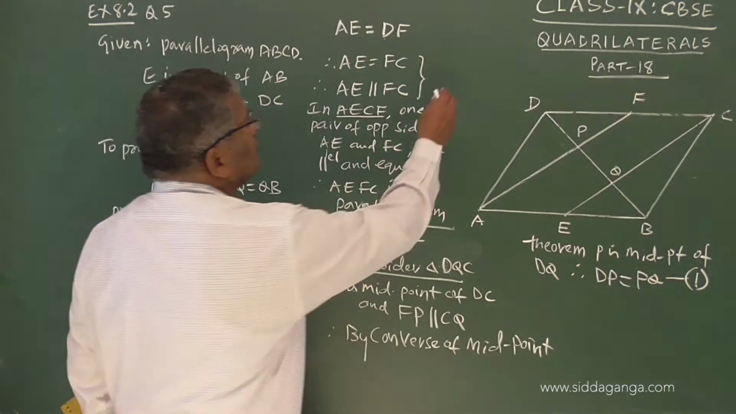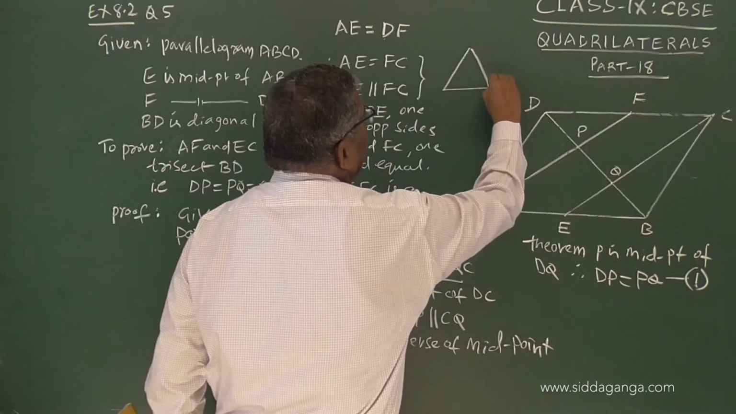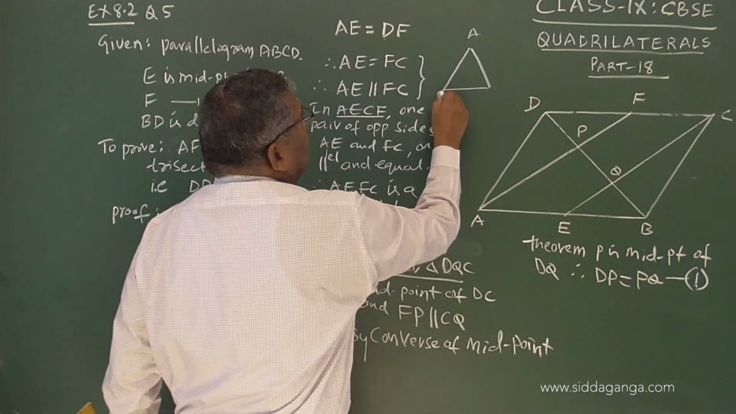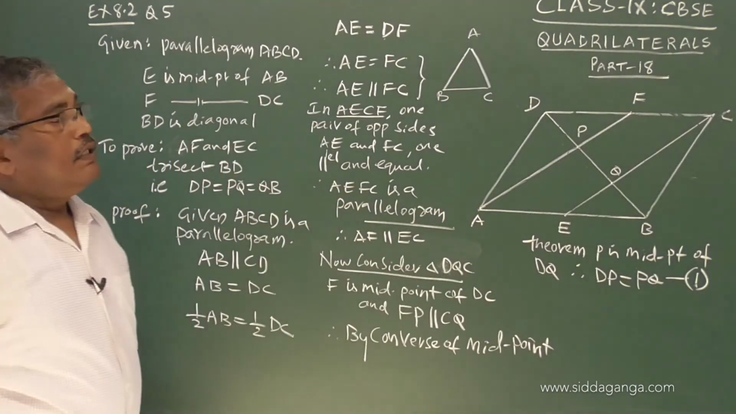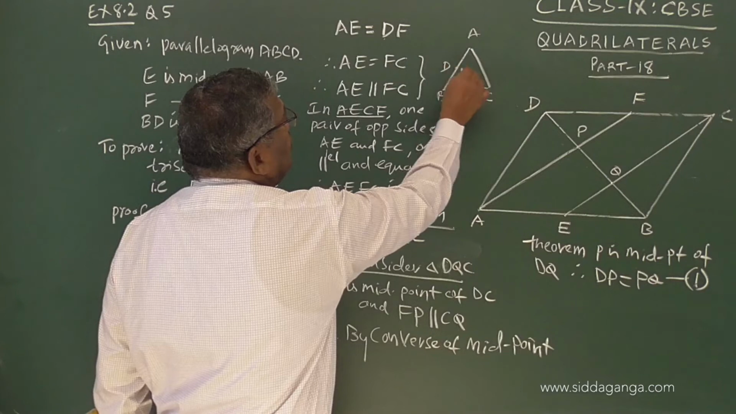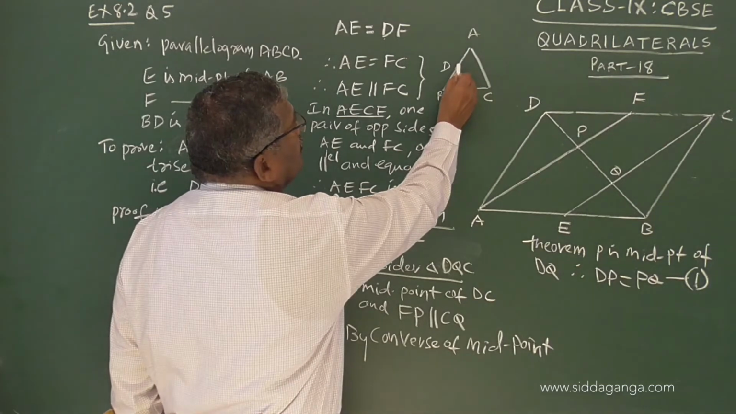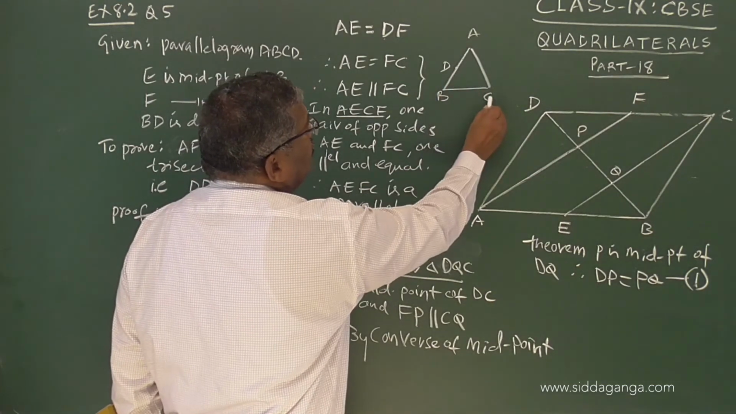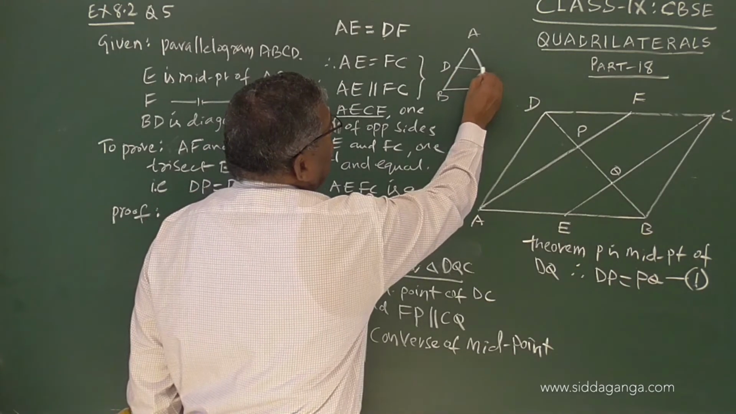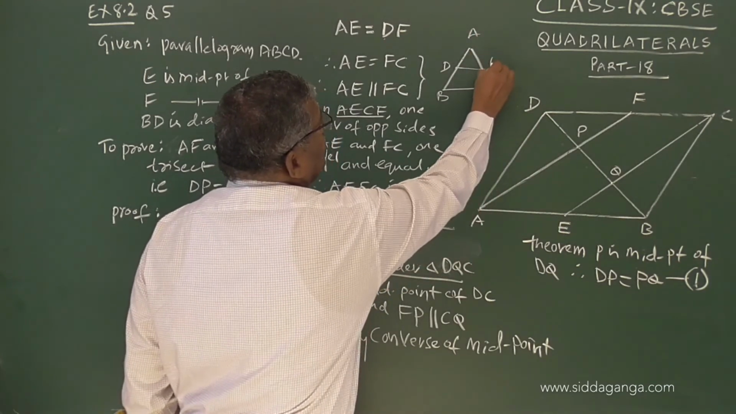So, it is like this: if in a triangle ABC, suppose D is the midpoint of AB, and a line is drawn through point D parallel to the third side, then that line will intersect the third side AC in the middle. So this is point E.